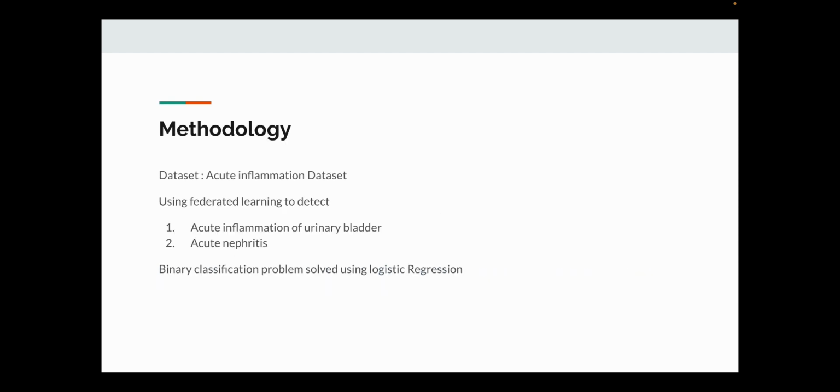Methodology. In our proposed methodology, we used the acute inflammation dataset. By using this dataset and leveraging the power of federated learning, we will detect whether a patient has acute inflammation of the urinary bladder or acute nephritis. This is a classic binary classification problem, and we have chosen a logistic regression model for this particular purpose.